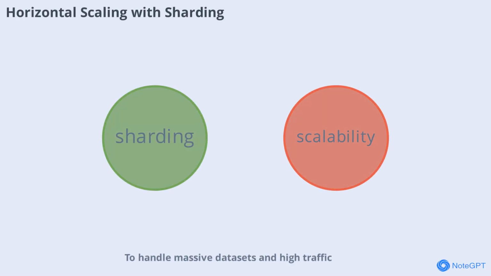To handle massive datasets and high traffic, MongoDB supports horizontal scaling through a process called sharding. Sharding distributes data across multiple servers or shards, allowing your database to grow seamlessly as your application scales. This approach ensures high performance and availability, even as your user base expands.